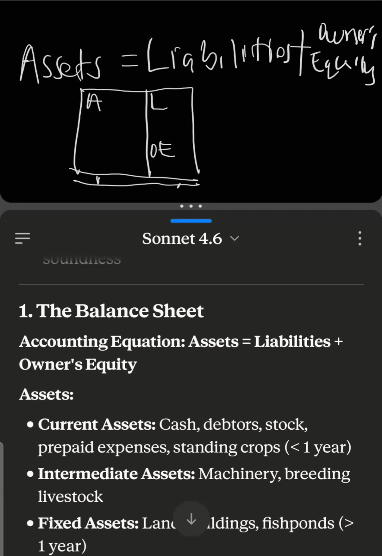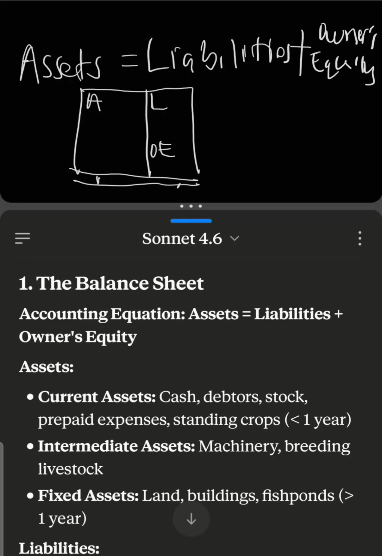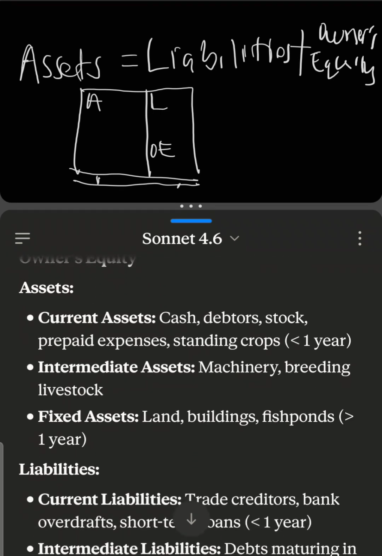So assets, there are current assets. Examples can be cash, debtors, stock, prepaid expenses, and standing orders. Those are current assets. Intermediate assets, we have machinery, blades, and livestock. Then fixed assets, we know of land, building, can be fish ponds for agriculture. Those are assets, current and fixed. Those are the main two.